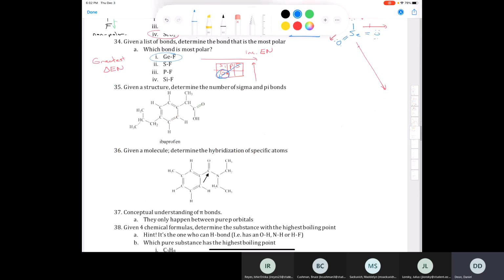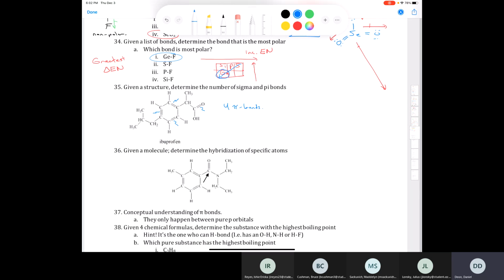All right, number 35, given a structure, determine the number of sigma and pi bonds. Remember that any single bond, the first bond in a double bond, those are sigma bonds. After a sigma bond, anything after that is a pi bond. So I have a pi bond here, here, here, here, and that's it. So that means I have a total of 4 pi bonds. All my other bonds are sigma bonds.